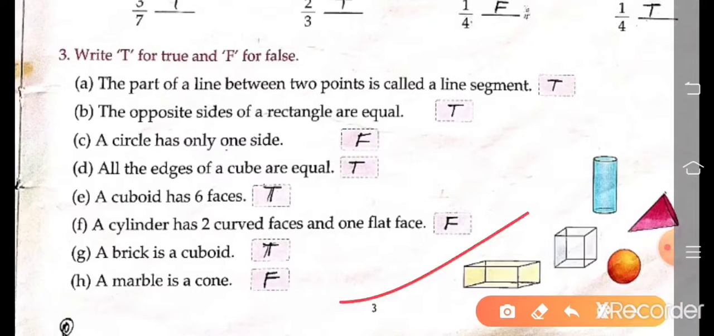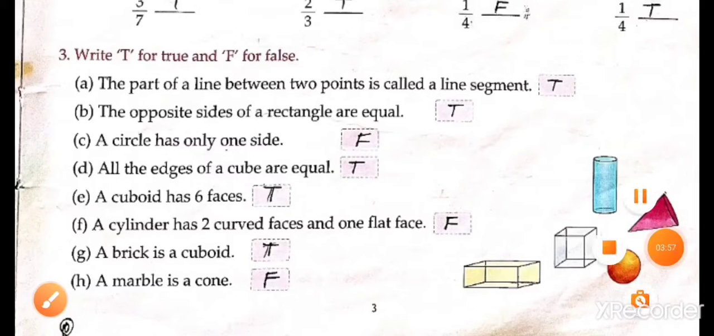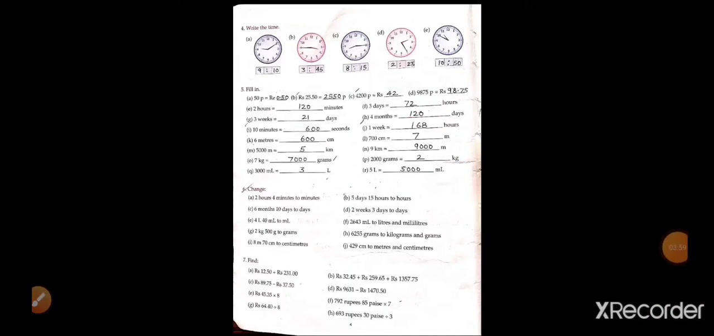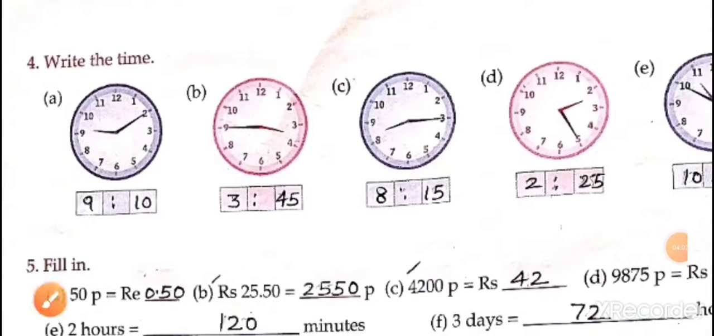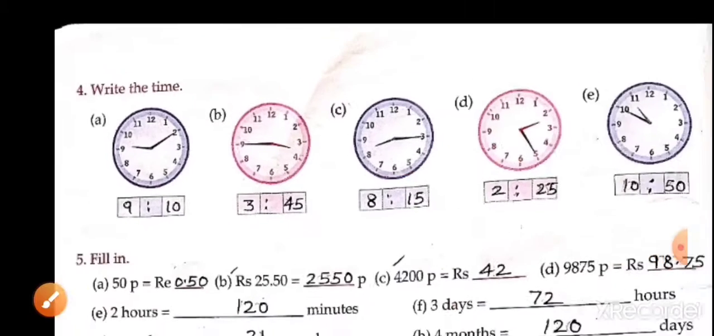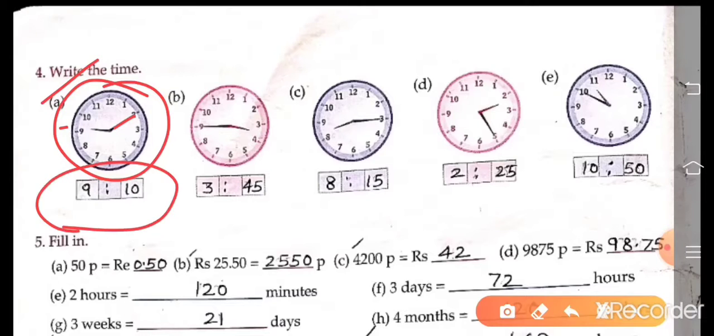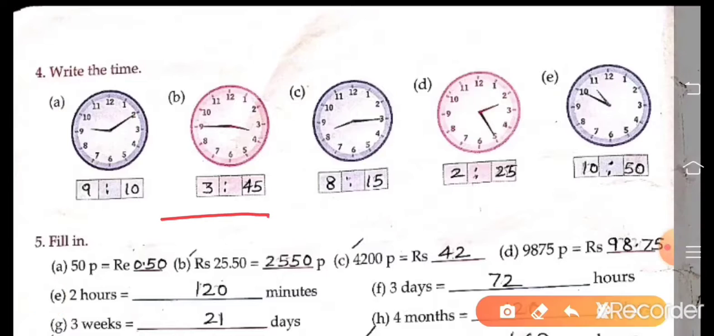Okay, so like this you have to write true and false. Now next page. This is page number 4. Write the time. Clocks are given here. We have to write the time. A part. Okay, small hand is on 9 and the long hand is on 2. So this is 9, 10. This is 3:45. This is 8:15, 2:25 and 10:50.